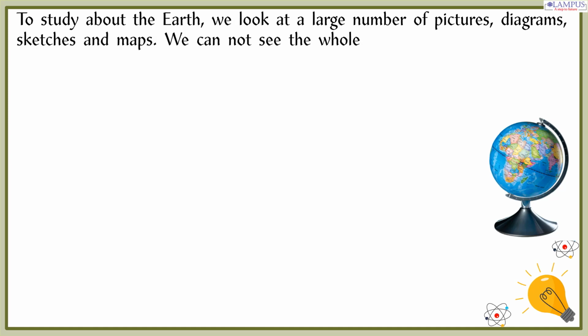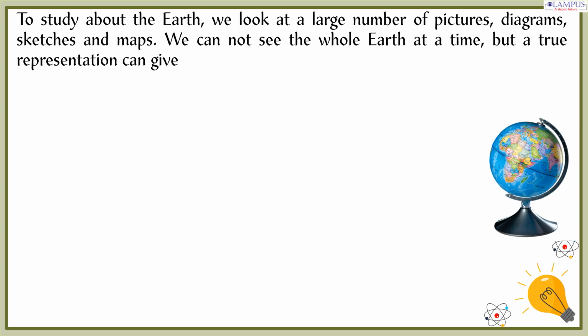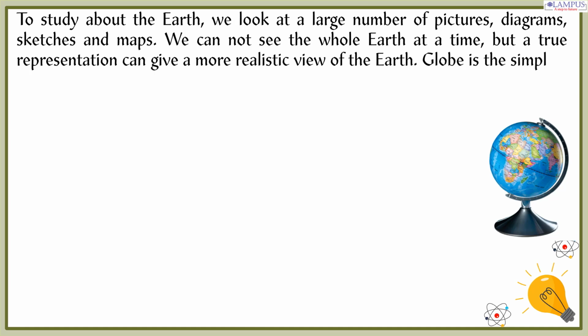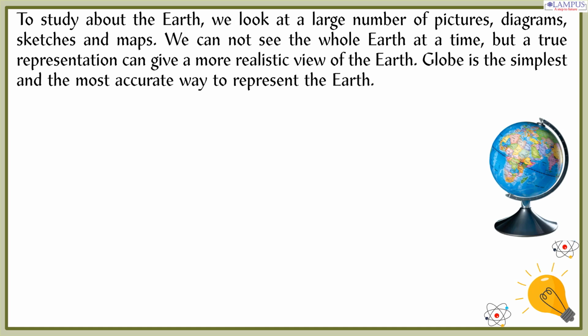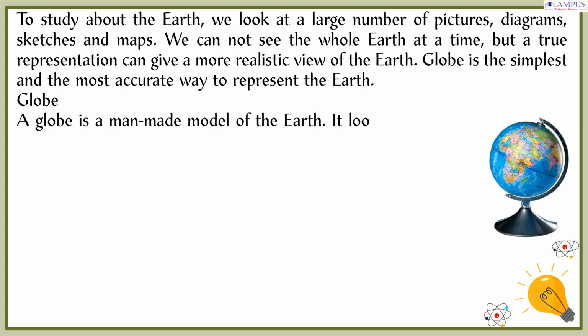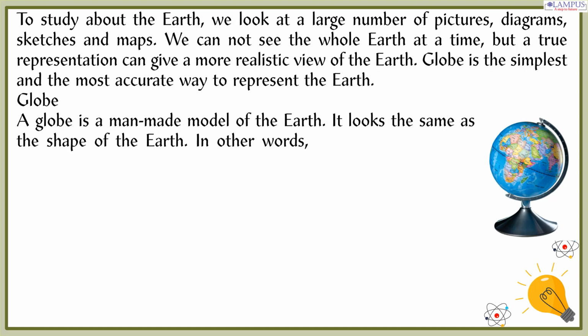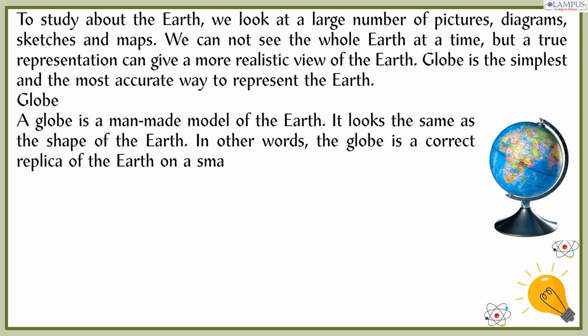We cannot see the whole Earth at a time, but a true representation can give a more realistic view of the Earth. Globe is the simplest and the most accurate way to represent the Earth. Globe. A globe is a man-made model of the Earth. It looks the same as the shape of the Earth. In other words, the globe is a correct replica of the Earth on a small scale.